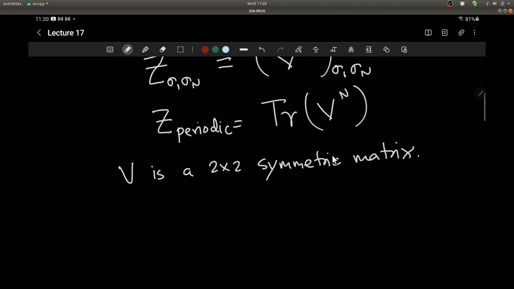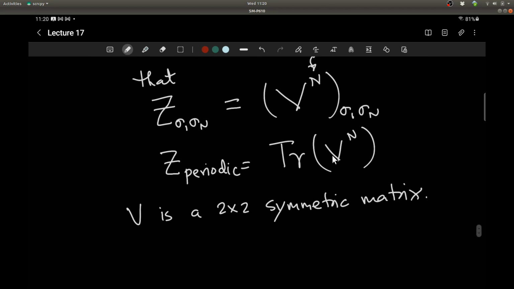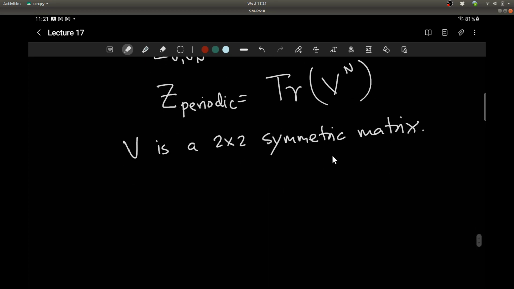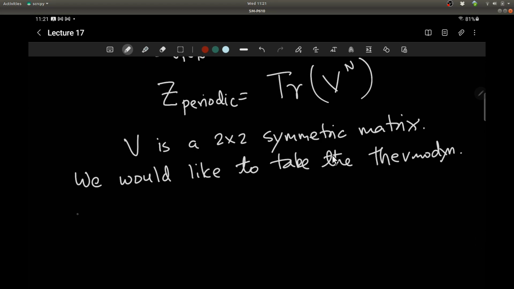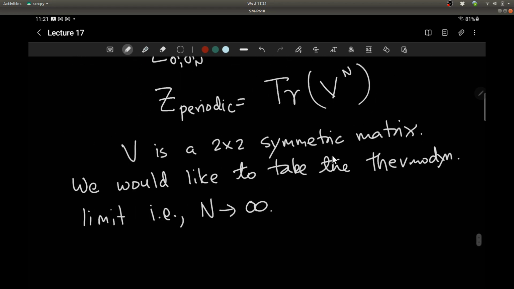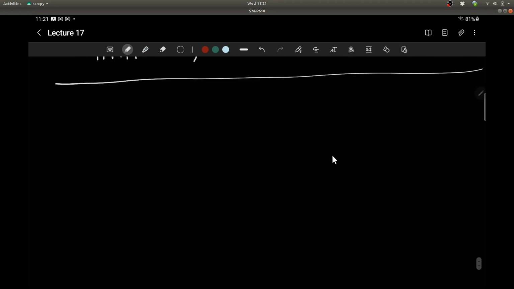Okay, so now let us construct this V. Is the idea clear? We would also like to take the thermodynamic limit, which in this case just means taking n to infinity. So is the strategy clear? I have to construct for you this V matrix. The idea here is the following. Just some notation from quantum mechanics.